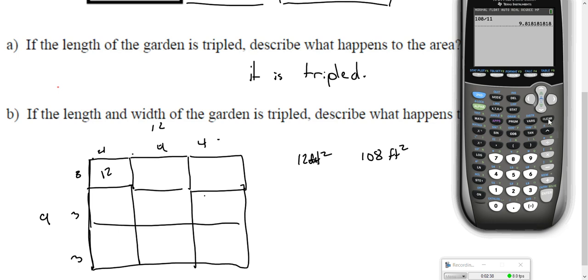Oop, I typed in the wrong number. 108 divided by 12 is 9. Now that's interesting. So if the sides were times 3, the area was times 3 squared.